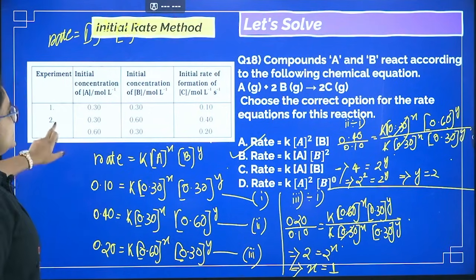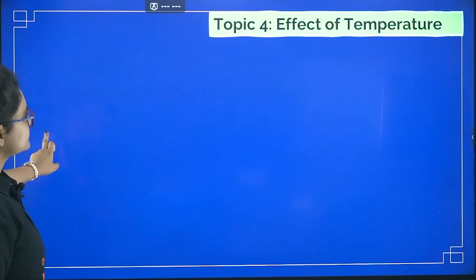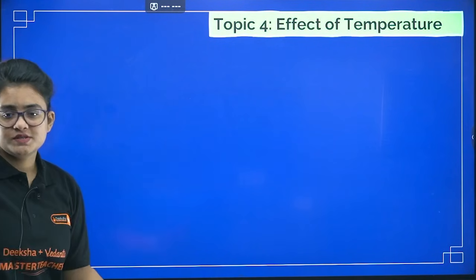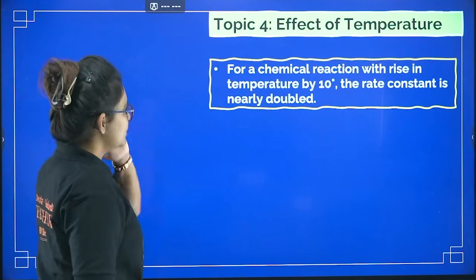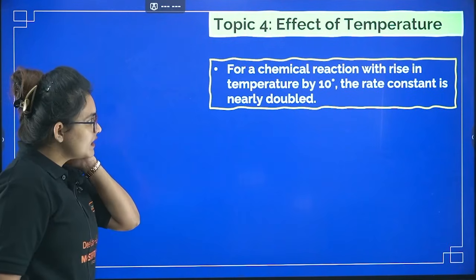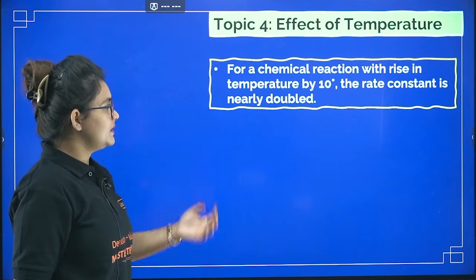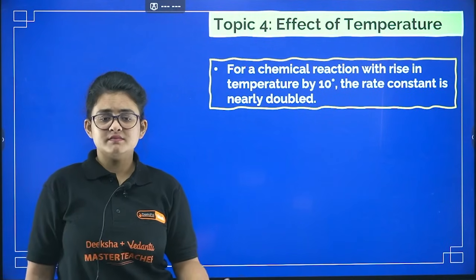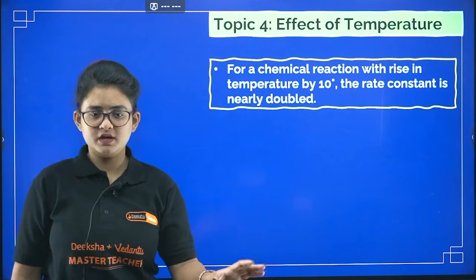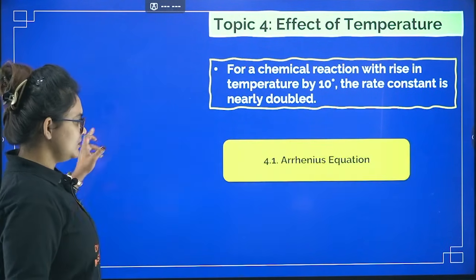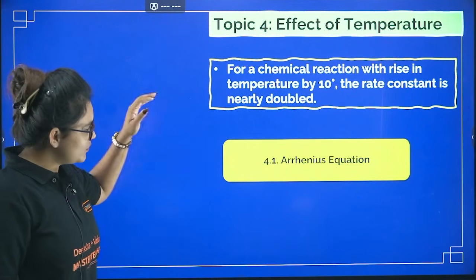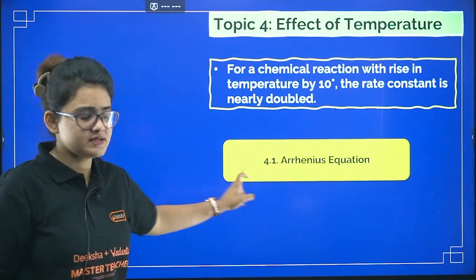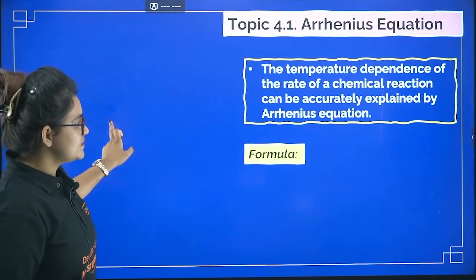Okay, now we will finally proceed with the effect of temperature. It's very important. For a chemical reaction, with a rise in temperature by 10 degrees Celsius, the rate constant nearly gets double, and this is called the temperature coefficient. You don't have to focus that much on it, but more precisely we will focus on the Arrhenius equation and the Boltzmann distribution curve.